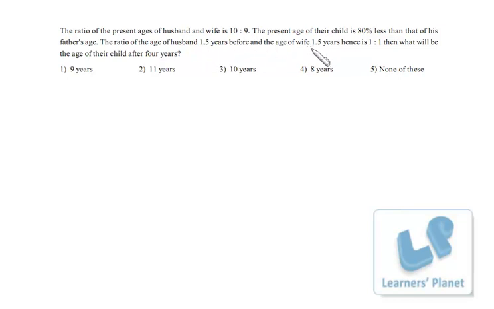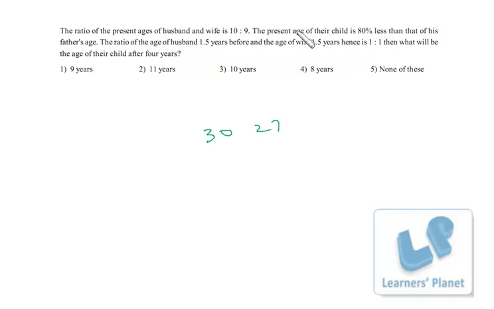So the mutual difference is 3 years. That means the difference between husband and wife is 3 years, because before 1.5 years and after 1.5 years the age is the same. That means the difference between husband and wife is 3 years. Now here the difference seems to be 1, with 10 and 9. But this difference is actually 3 years. So their ages must be 30 and 27.